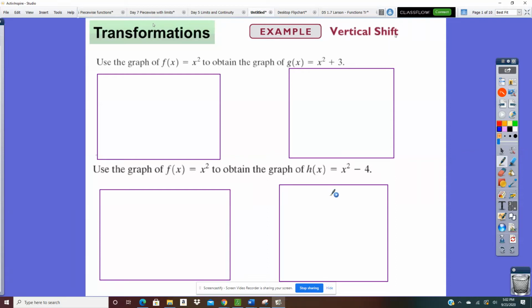Okay, this lesson is on transformations. It is a review from Algebra 2, so hopefully everything is familiar. Let's start off with the vertical shifts.